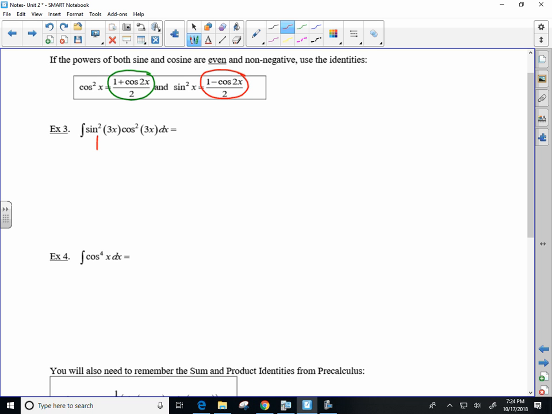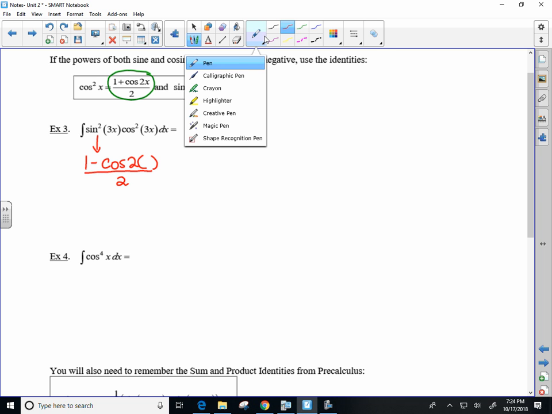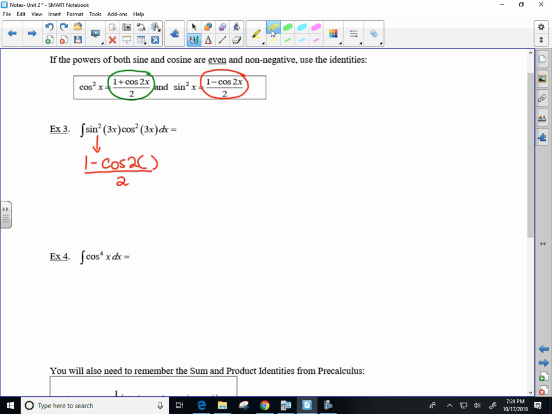So, this one, sine squared of x becomes 1 minus cosine of 2x over 2. All right, but in this case, it's x corresponding with x. Here, it would be 3x corresponding with 3x. All right, so slight adjustment that we have to make in order to make this situation play out, but not a crazy one.